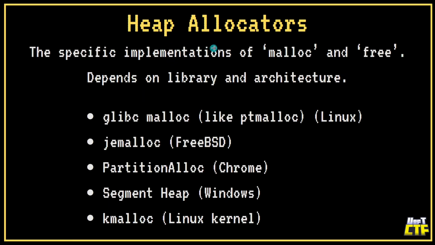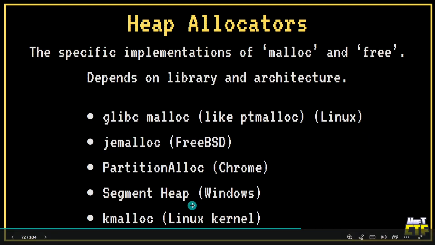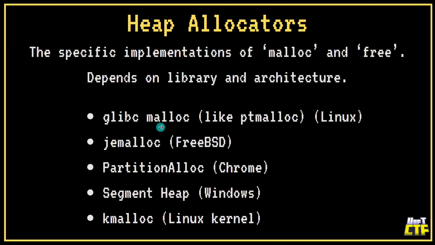The heap allocator is the specific implementation of malloc and free. Not every single program is going to use the same libraries. We're going to use glibc malloc for Linux, but there are other heap allocators as well. Like there's segment heap for Chrome. There's kmalloc for the Linux kernel, which you might need to know if you want to do kernel pwn, but I'm not sure. But we're going to talk about glibc malloc. It's inspired by something called ptmalloc, and ptmalloc introduced this idea of thread-local heaps. It was one of the early adopters of thread-local heaps.